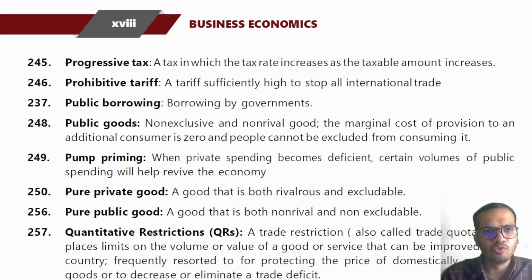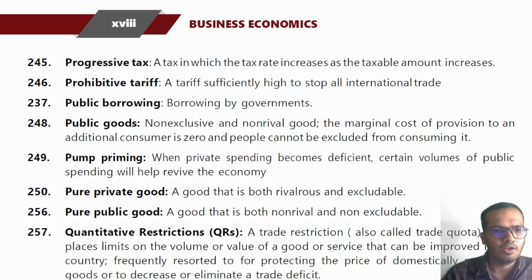Then we have number 248, public goods. So non-exclusive and non-rival goods, the marginal cost of provision to an additional consumer is zero and people cannot be excluded from consuming it. Then we have a term called pump priming. So when private spending becomes deficient, certain volumes of public spending will help revive the economy.